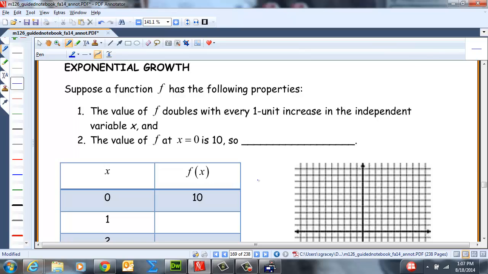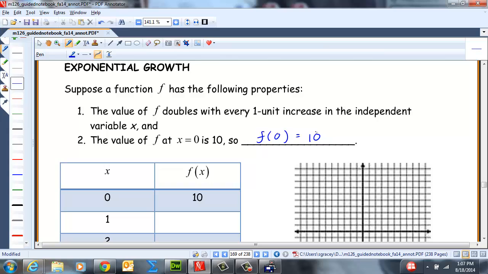Suppose f has the following properties. The value of f doubles with every 1 unit increase in the independent variable x, and the value of f at x equals 0 is 10. So if you write that in function notation, f at 0 is equal to 10. So let's take a look at what happens here.